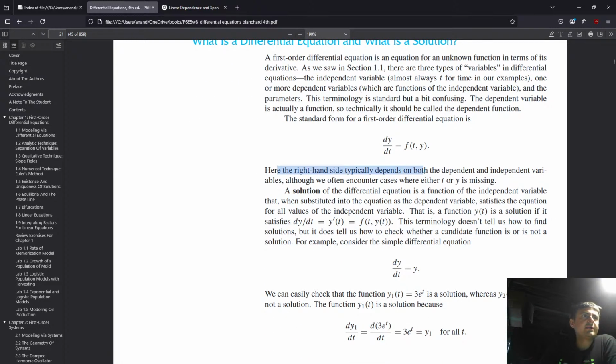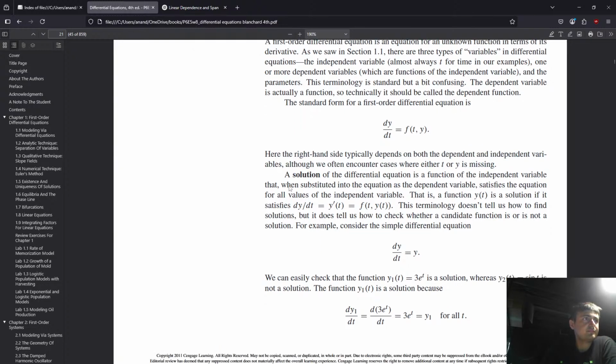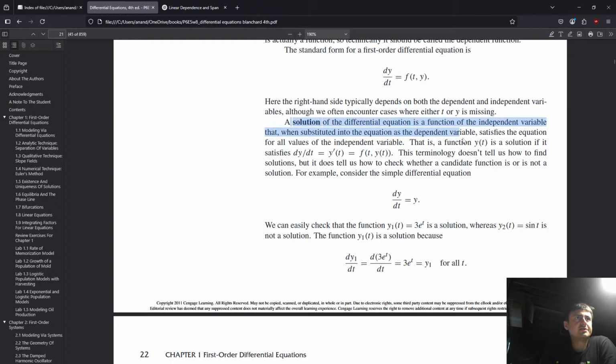Here the right-hand side typically depends on both the dependent and independent variables, although we often encounter cases where either t or y is missing. A solution to the differential equation is a function of the independent variable that, when substituted into the equation as the dependent variable, satisfies the equation for all values of the independent variable. That is, y of t is a solution if it satisfies dy/dt, y prime, equals f of t, y of t.